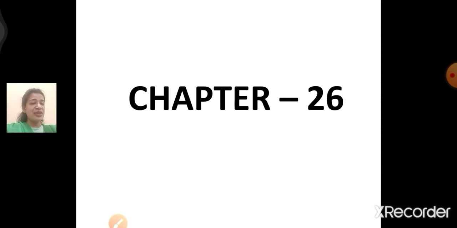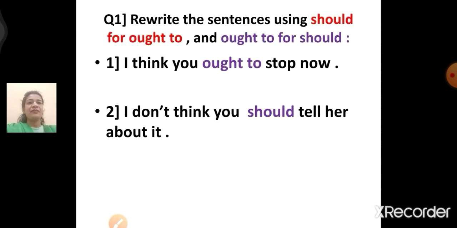Now children, we are going to start with chapter number 26. Rewrite the sentences using should for ought to, and ought to for should. Now children, should is a verb. We use should mainly to give advice or make recommendations, to talk about obligation, or to express something that is probable. For example, if I say he should stop eating fast food. Should and ought to have the same meaning. If we use should or ought to, they both are the same.